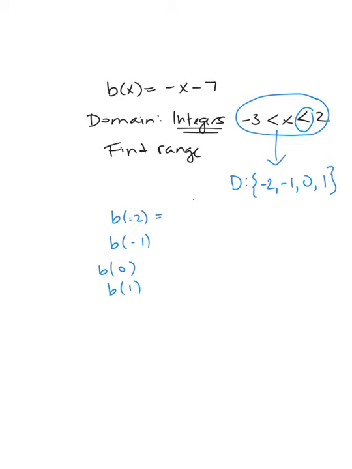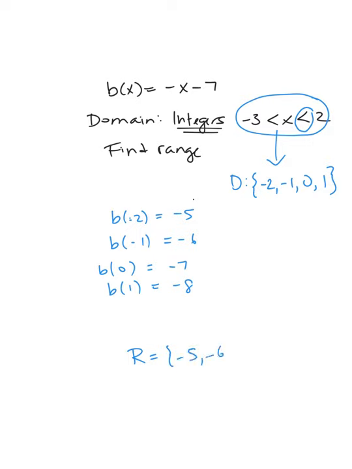So when I plug in negative 2, it becomes positive 2 minus 7, which is negative 5. When I plug in negative 1, it becomes 1 minus 7, which is negative 6. 0 minus 7 would be negative 7. And then 1 would become negative 8, negative 1 minus 7. So those 4 answers are your range.